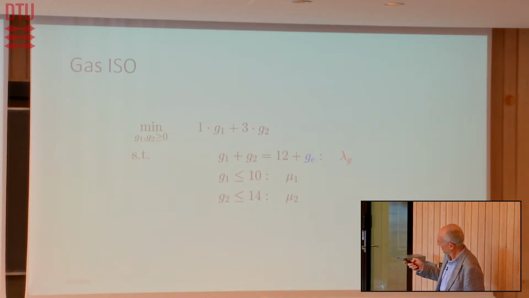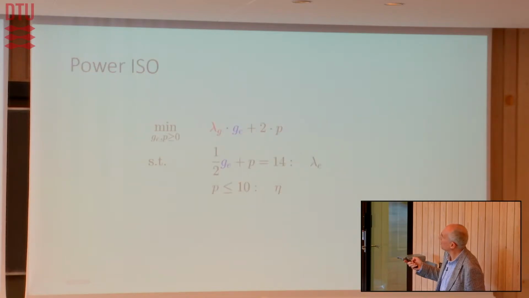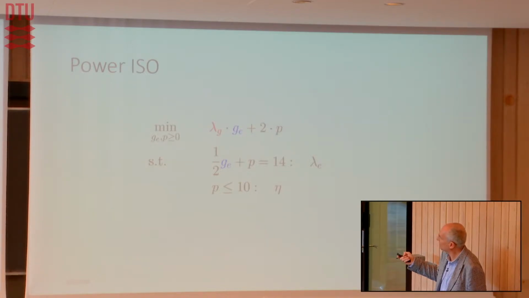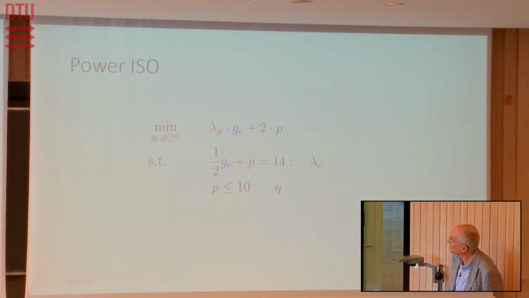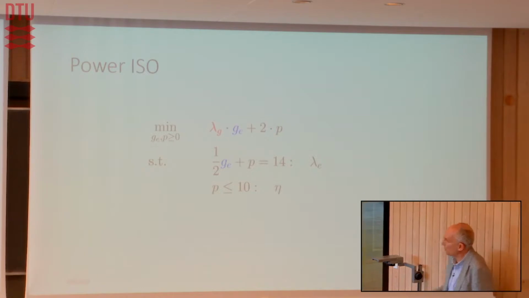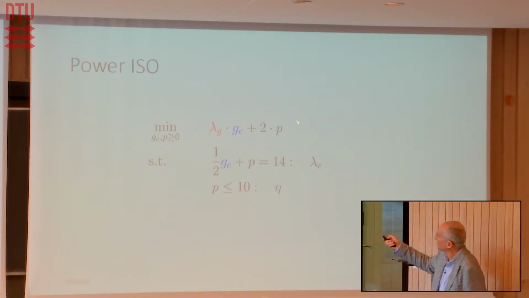But, okay, let's go to the power side again. This is the price of the gas, and GE is the quantity of gas I'm bringing from the gas ISO. And I want to minimize cost. Then I have a power plant which is not gas-based, let's say coal or whatever, and its cost is 2, over here.